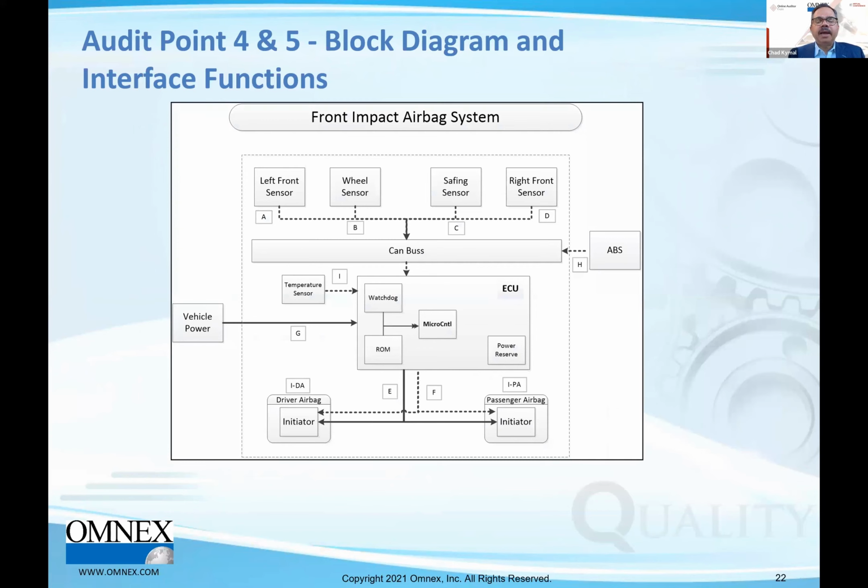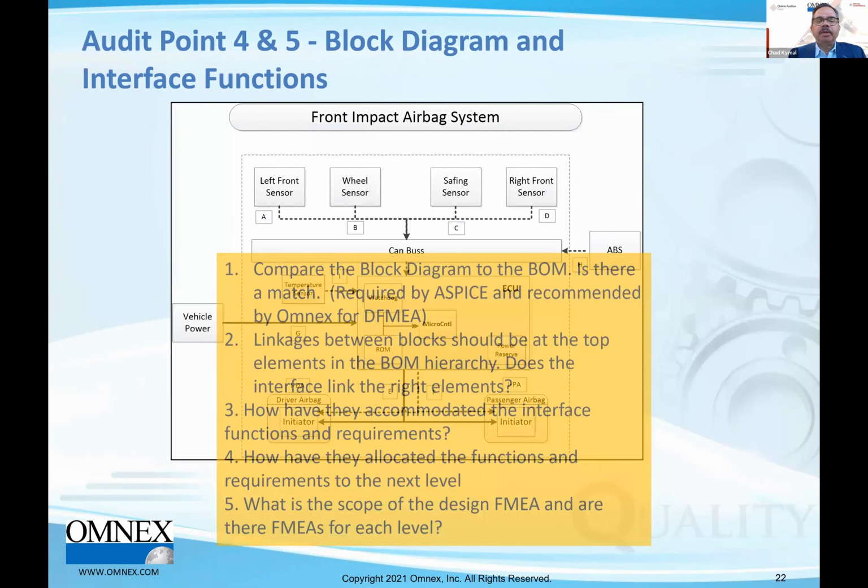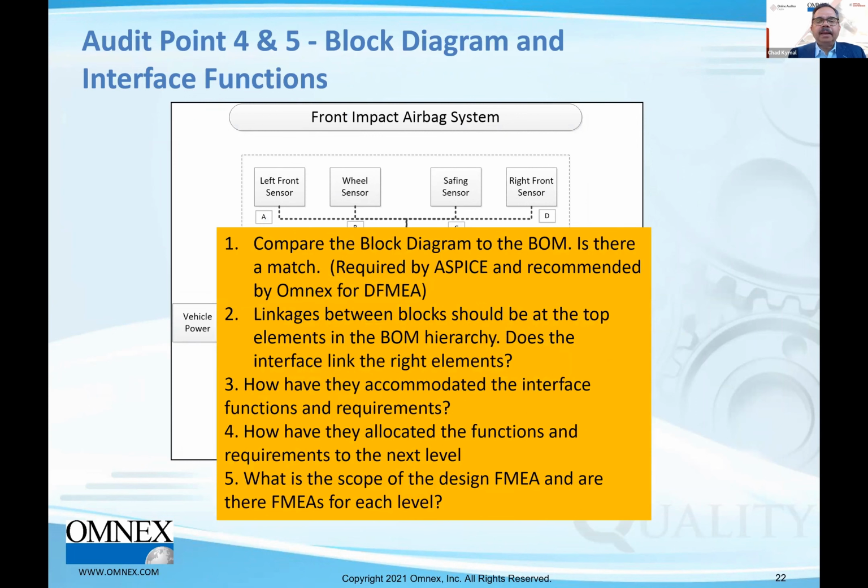Next is the block diagram. And if you asked us, it's mandatory. Compare the block diagram to the BOM. Is there a match? Now, the block diagram is also called the architectural diagram in ASPICE, required by ASPICE, recommended by Omnex for DFMEA. Linkages between the blocks, okay? These are interfaces called architectural requirements, if you want to know. If you read the word architectural requirements in ASPICE, it is the linkages between the blocks and the interfaces, the data exchange. The arrows mean different things.